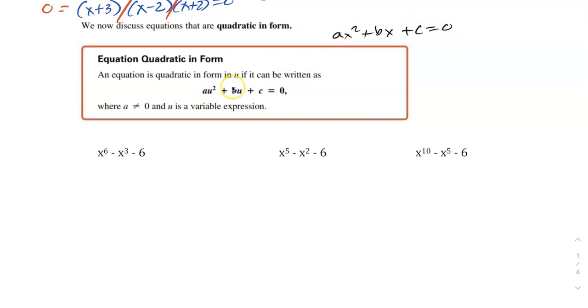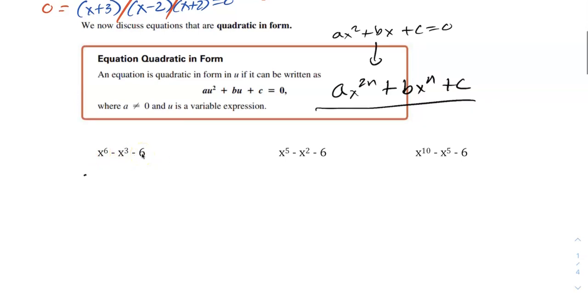But the thing here is that it doesn't have to be x squared and x. The general rule is as long as the middle term's power is half of the first term's power, then it's in quadratic form. So this is technically the proper quadratic form. The first term has double the power of the middle term. So something like here, x to the 6 minus x cubed. See how this first term is twice the power of the middle term? This is in quadratic form.